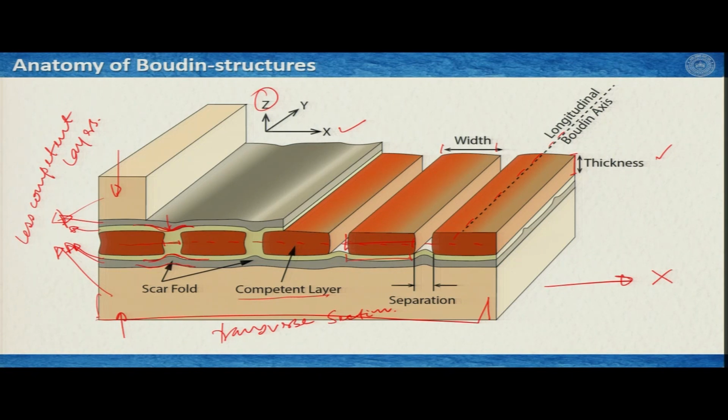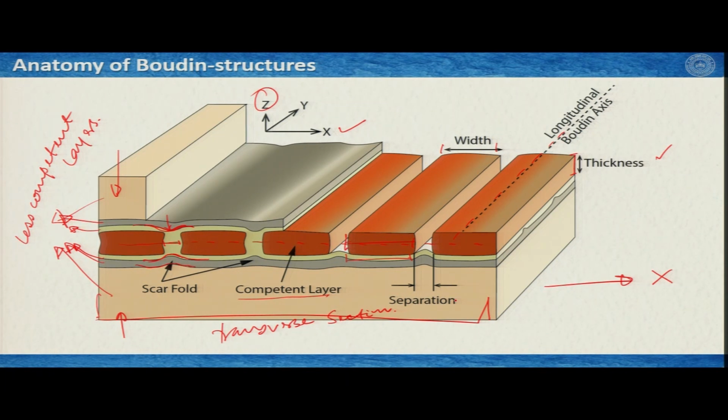The thickness of the boudin is the thickness of the layer which has suffered boudinage. The distance between two adjacent boudins in a transverse section is called separation, or you can call it gap or scar or node. In general, the gap between two boudins may be described as the scar, sometimes also known as node or gap or separation zone, as we have already described. Now, there is one very important part we should remember.